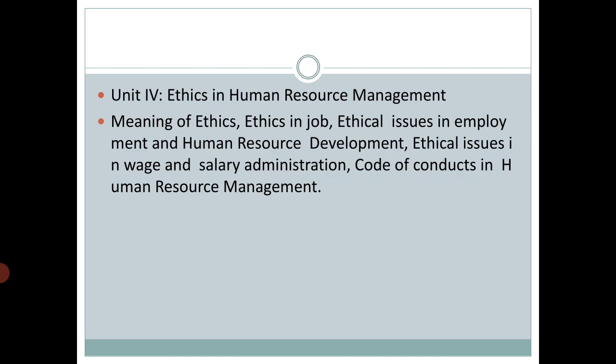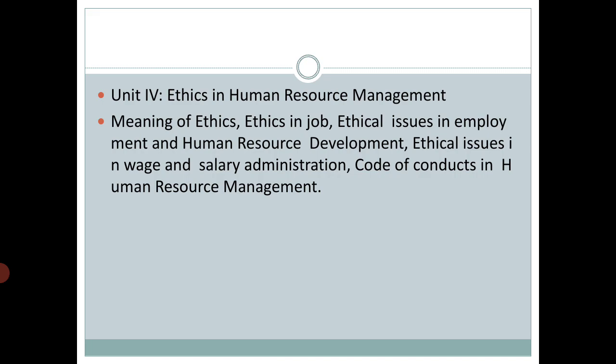So ethics involves do's and don'ts. Being a human resource manager, being an employee of an organization, being an employer of an organization, being a factor related to the organization, what are the things which we are allowed to do? What are the things which we are not allowed to do? All these things are included in ethics.